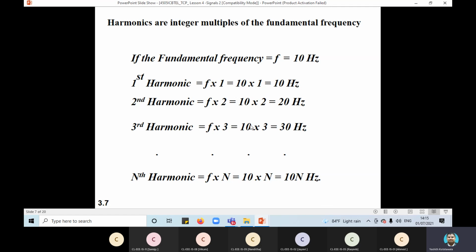So this is basically what we call harmonics of a particular fundamental. I hope it is clear. Any questions now with the harmonics? Any questions? Is there anything which is not clear for you up to this point?